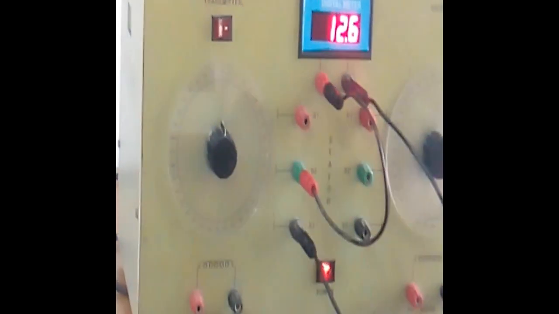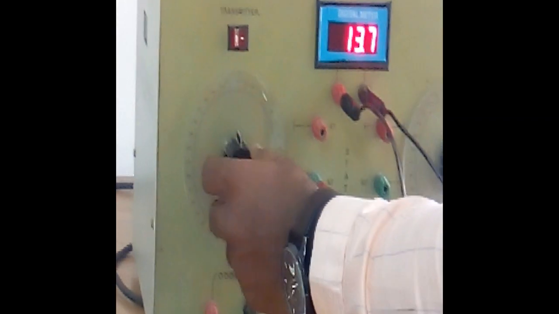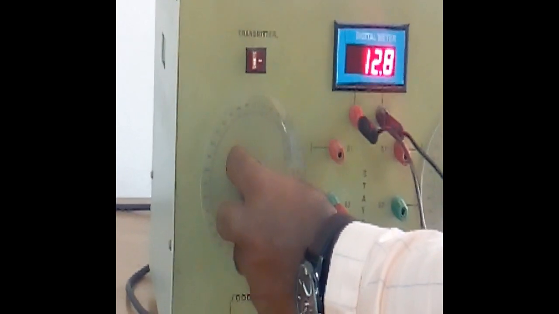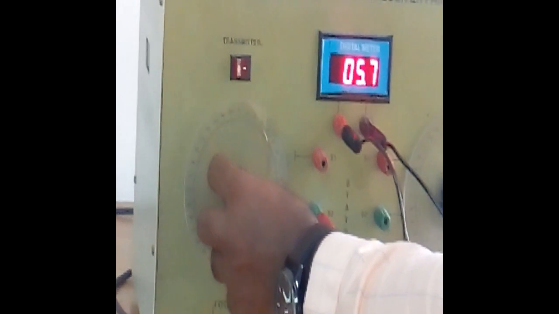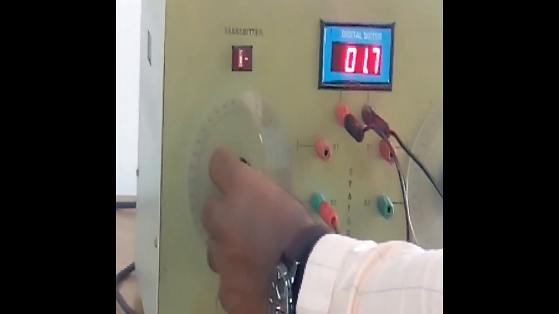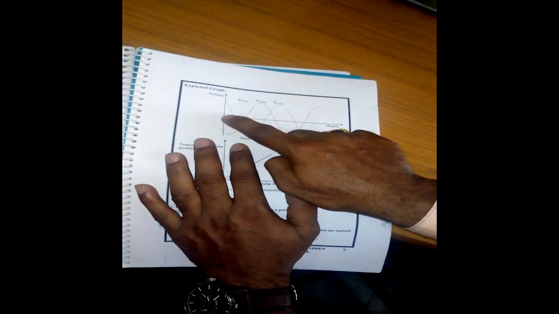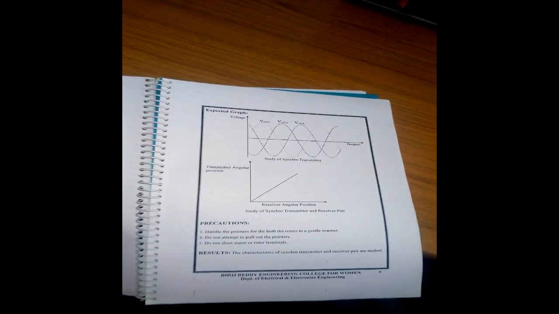Again we have to change the angles, and we are going to note down the voltages for each and every angle. Okay, after noting down the voltages, by using these three values we have to draw the waveform. Okay, we will get the waveform like this. That is the three phase voltage we will get. Okay, this is the waveform.